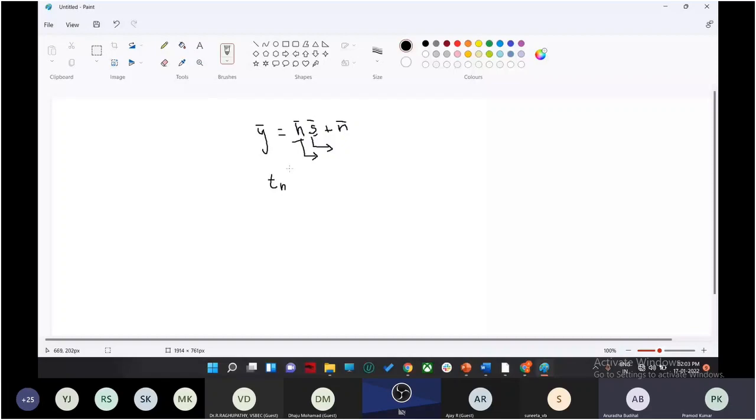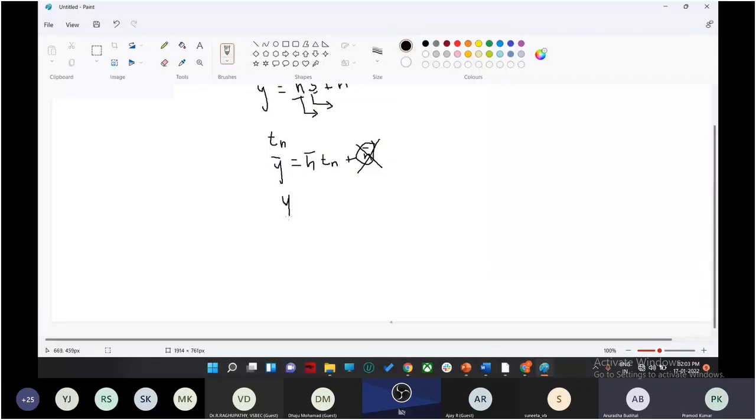By this, we can say y bar equals h bar, which is our unknown, times tn, our training sequence, which is known at both transmitter and receiver. Now I will add the noise. This noise can be ignored right now because we have taken care of it at the start with the pulse shaping filter, where our SNR will be very high. So we are left with y bar equals h bar into tn, the training sequence.